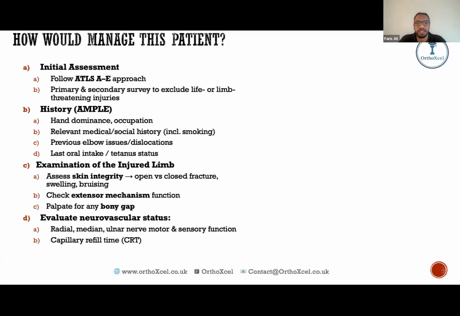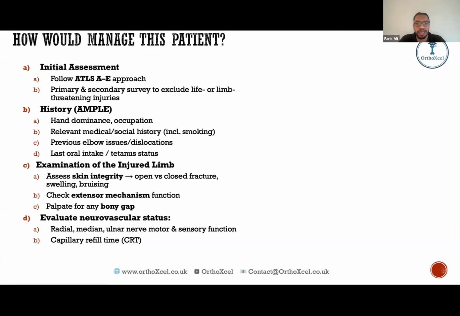What's your initial assessment? Use the ATLS approach, primary and secondary survey, exclude limb or life-threatening injuries, take a history, AMPLE, hand dominance, occupation, medical, social history. For this patient, it'll be important to know, is he smoking? What is his daily activity of living and his functional status? Or if there are any other previous elbow issues or dislocations. And it's always important to know when the last time the patient had something to eat or drink.